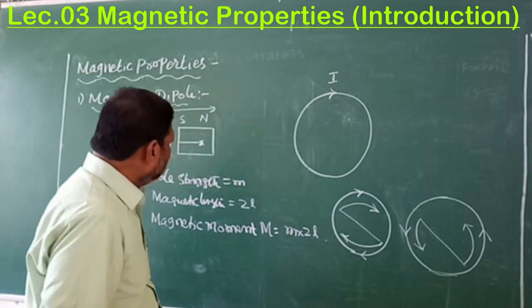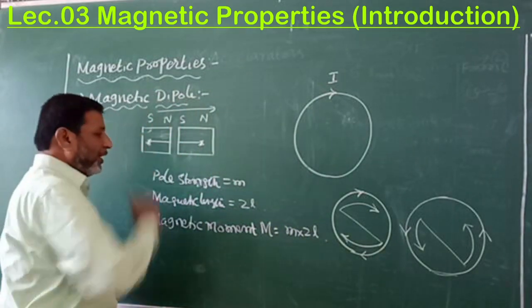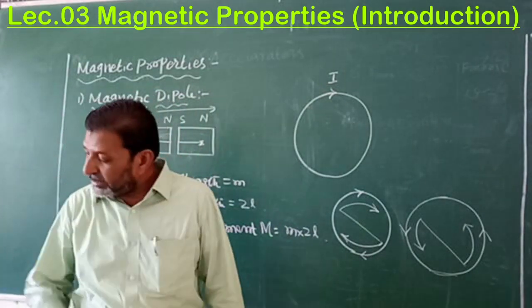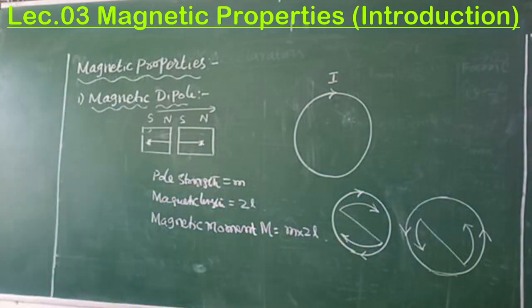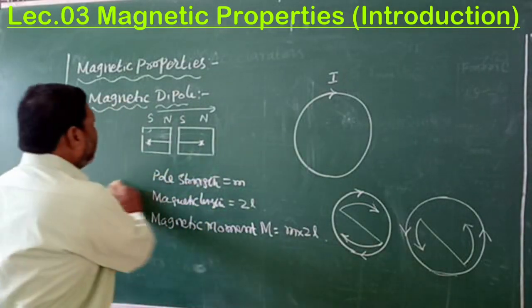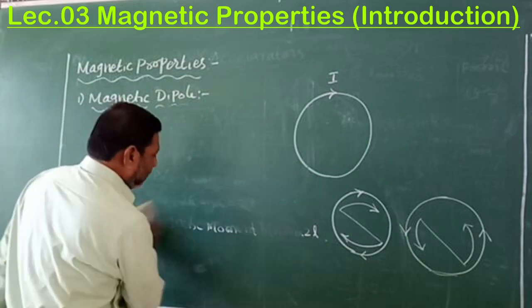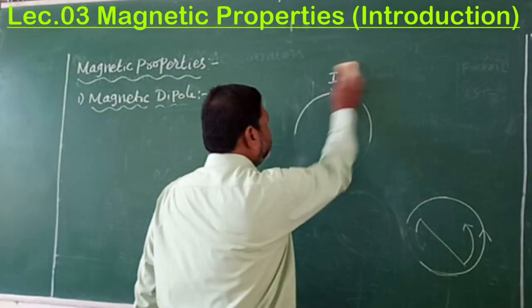Now, this is about the magnetic dipole. After understanding this, we will go to the next property, the magnetic field.